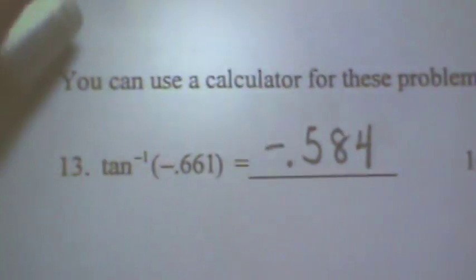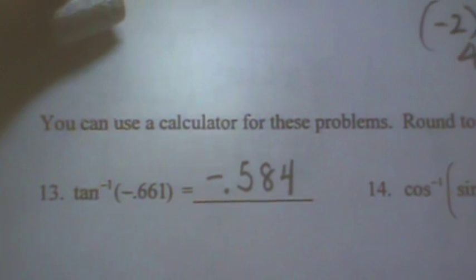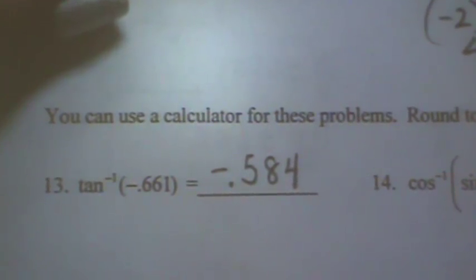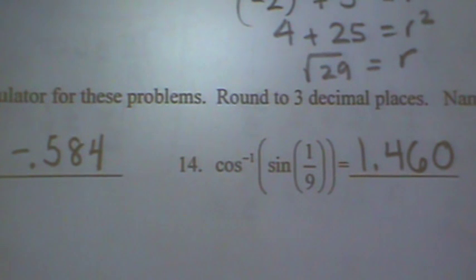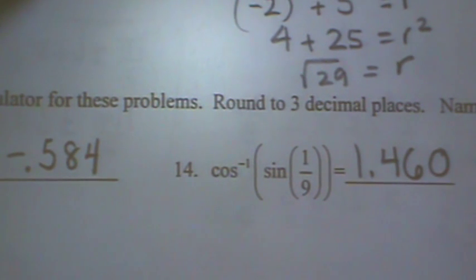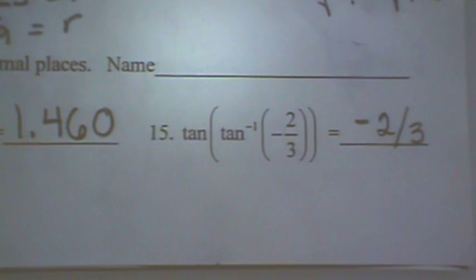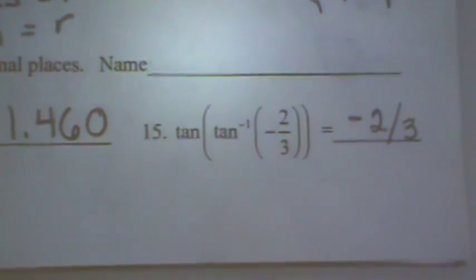Alright, so here's the answers that you should get for these three. Please make sure you can do them on your calculator. Negative 0.584 for number 13. Type it in your calculator exactly the way you see it. Number 14 is 1.460. And number 15, it ends up being -0.667, which is negative there. Okay? So far, okay?